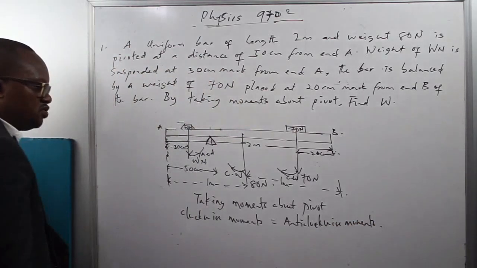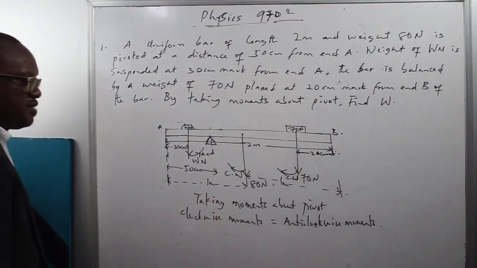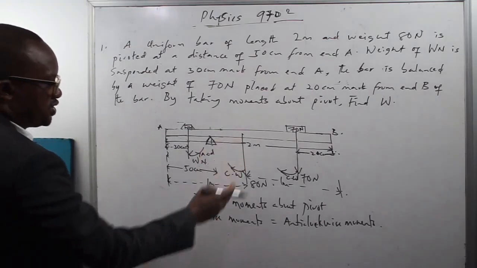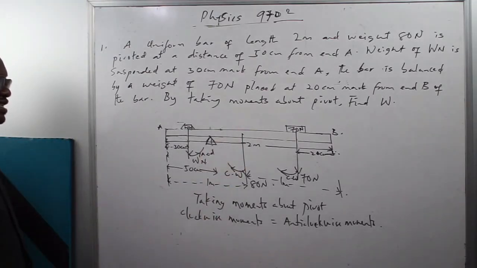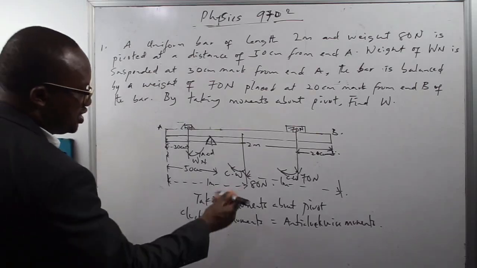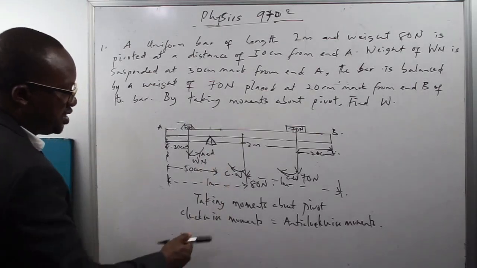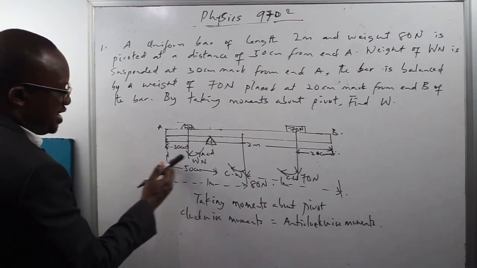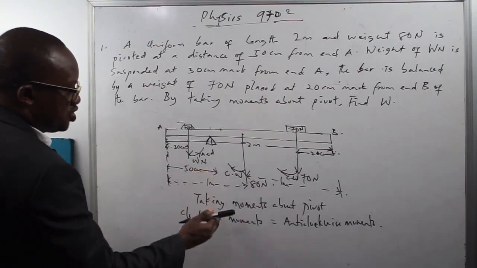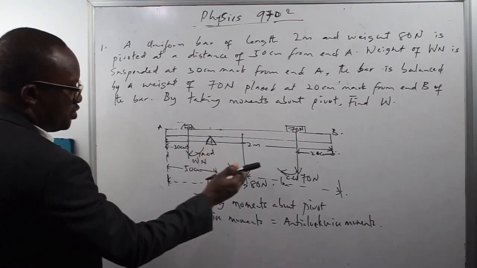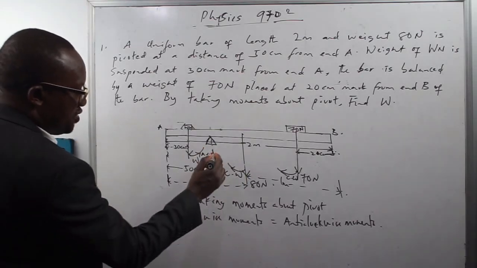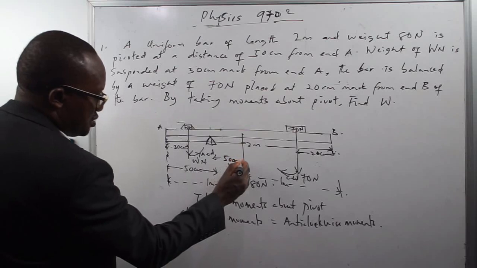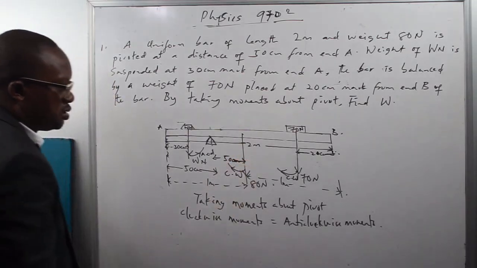What are the clockwise moments? Remember that moment is the product of the force and the perpendicular distance from the pivot. So we need to know the distance of this force from the pivot. It's acting at 1 meter. The distance from end A to the pivot is 50 centimeters. So the distance from the pivot to the 80 newtons will also be 50 centimeters. Okay?